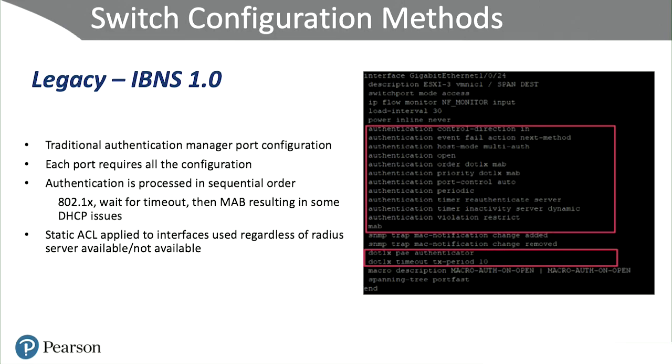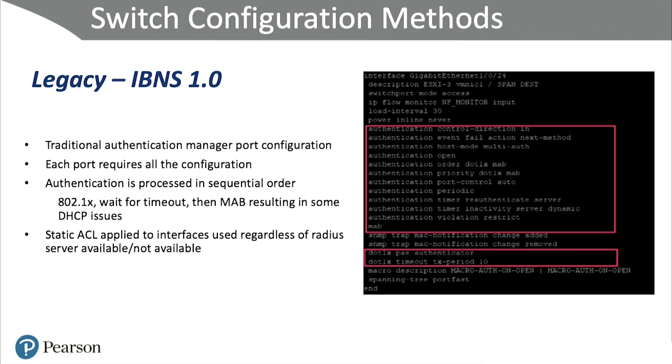Now, we talked about the Identity-Based Networking Service, the IBNS 1.0 style versus the IBNS 2.0 style previously. If we look at an example configuration, the configuration for the 1.0 style is basically individual commands that are placed on a switch port itself. So we have the authentication configuration, we have the 802.1X configuration, we have the MAB configuration.